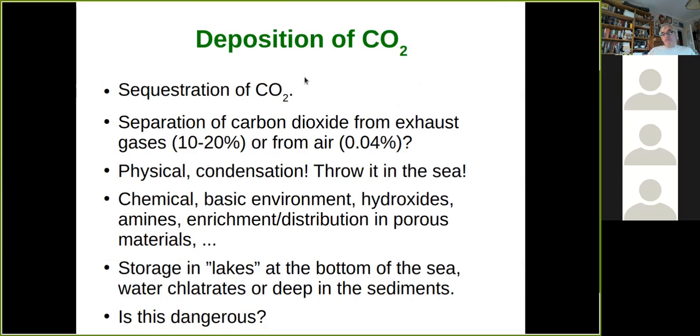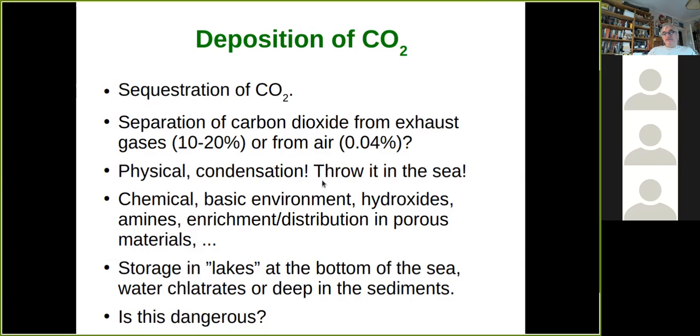But when this carbon dioxide is produced, for example in exhaust gases, they can contain a lot of carbon dioxide. So then it may be easier to separate the carbon dioxide and freeze it, for example, just physical condensation. And then in the old times, we used to throw things in the sea, and then we got rid of it, and no one was worried anymore. This is slightly, let's not criticize the idea nowadays, hopefully.